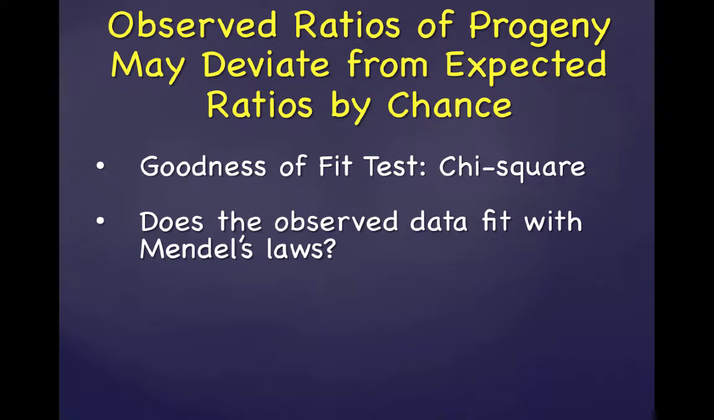All right, so the last segment of chapter 3 that we're going to talk about is really if the observed ratios that we see out in nature or in a certain population or in a sample actually deviate from Mendelian law or from what is expected. And the way we do this is by using a goodness of fit test, also known as a chi-square test. And this answers the question, does the data that we observed actually fit with Mendel's laws?